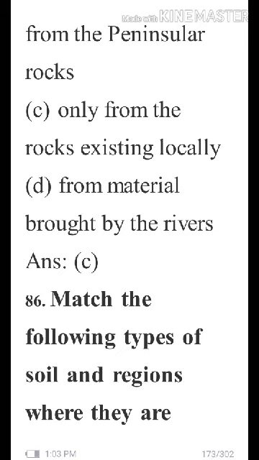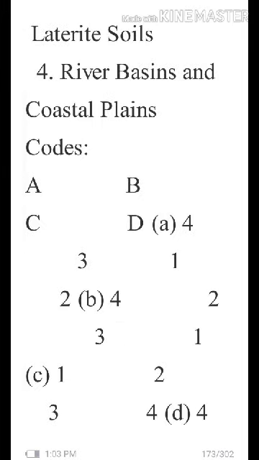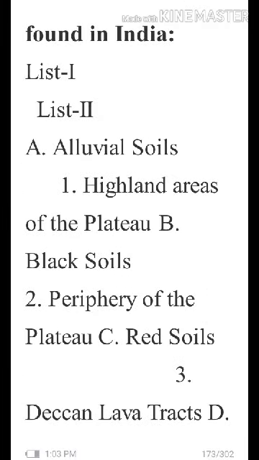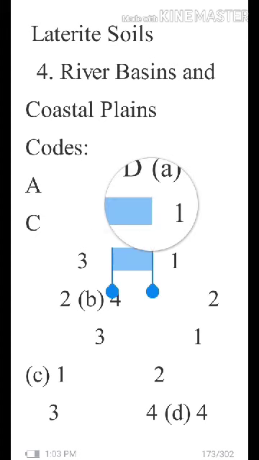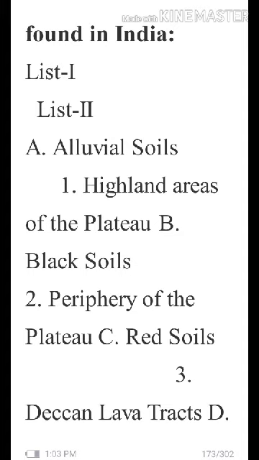Next, 86th question, match the following types of soil and regions where they are found in India. Alluvial soil: river basins and coastal plains.